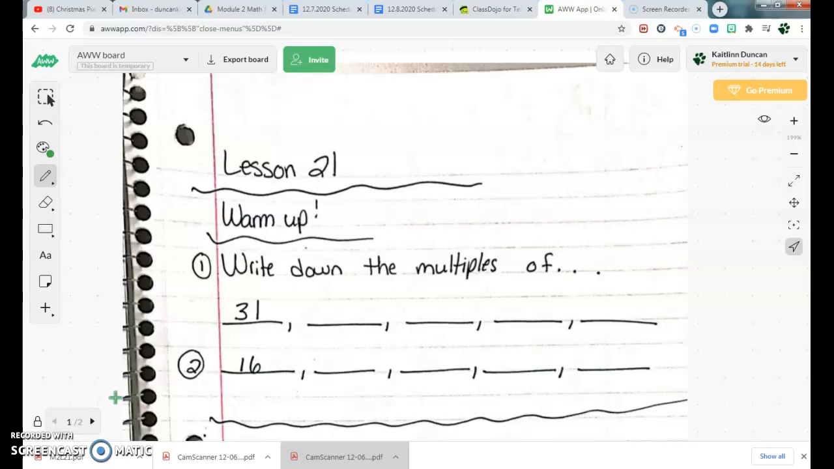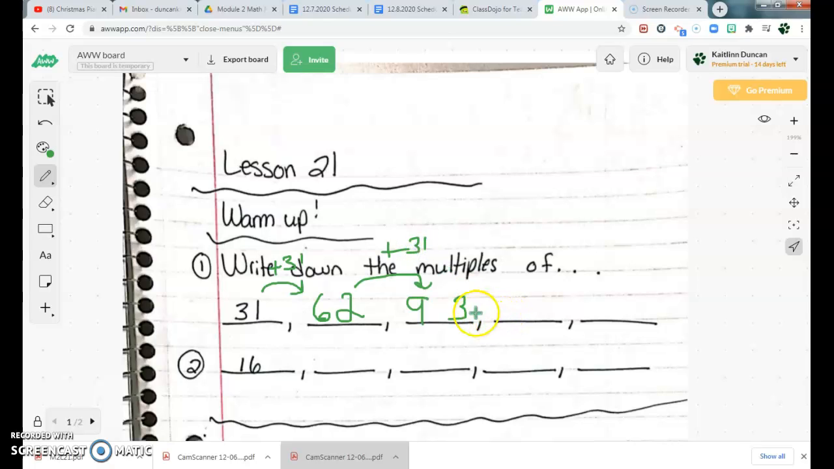All right, so hopefully you had a chance to pause the video and write down the multiples of 31 and 16. Starting off with 31, I know that 31 plus another 31 is going to give me 62. I know that because 1 plus 1 is 2, 3 plus 3 is 6. Now, the next multiple of 31, I would need to add 31 to this number. So 1 plus 2 is going to be 3, and then 6 plus 3 is going to be 9. So from here to here, I've added 31. From here to here, I've also added 31.